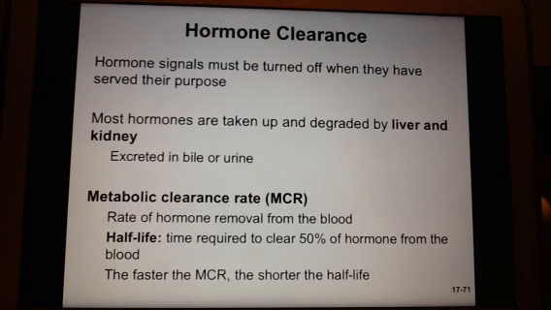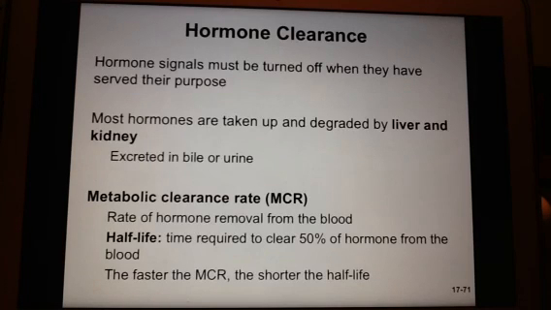And then the last final piece of this hormone puzzle is that hormone signals have to be turned off once they've served their purpose. So earlier we used the phrase half-life, and that just means the time that the hormone is circulating in the blood. And when that half-life is up, most hormones are taken up and degraded by the liver and the kidney, and they are excreted in the bile or the urine.